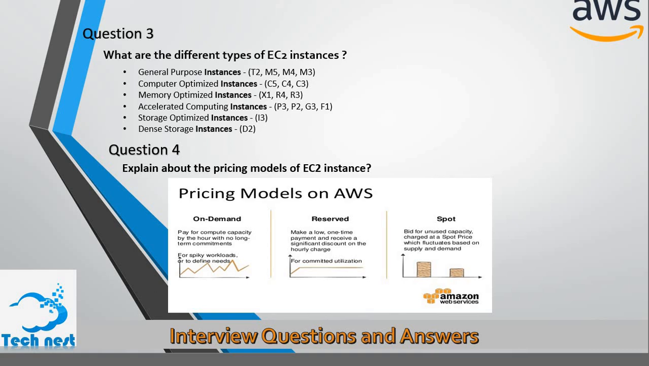Moving on to question 4. Explain the pricing models of EC2 instances. There are 3 pricing models in EC2 instances. The first one is on demand. You pay for compute capacity by the hour with no long-term commitments. The second one is reserved. You make a low one-time payment and receive a significant discount on the hourly charge. The third one is the spot model. You bid for unused capacity, charged at a spot price which fluctuates based on supply and demand.